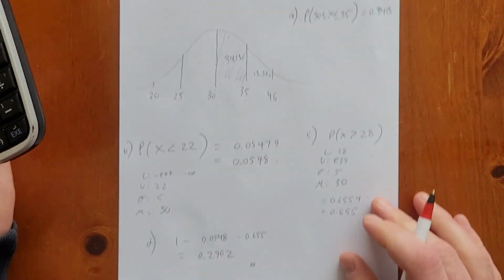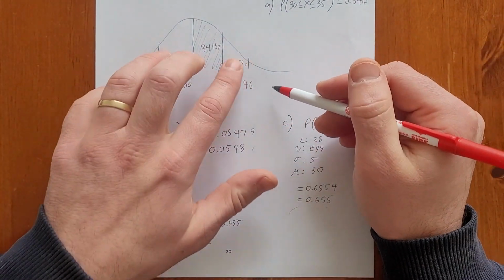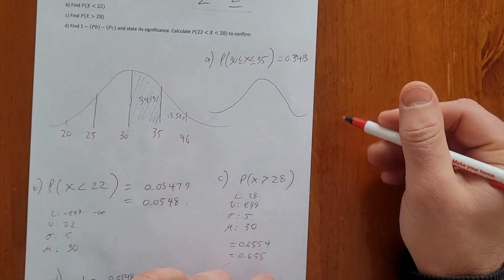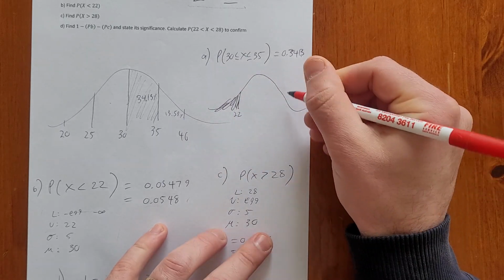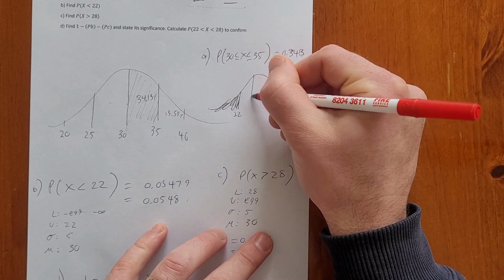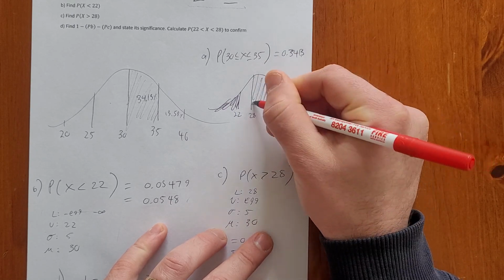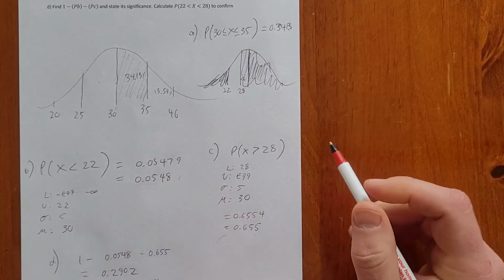Okay, and state the significance of it. Well, let's think about the distribution, right? I'm going to draw it again so that I can shade on it. We calculated the probability of it being less than 22, so we calculated that event, and we calculated the probability of it being more than 28, so we calculated that event there. Okay, so the mean is sort of here, isn't it? The mean is in the middle there, mean is 30.